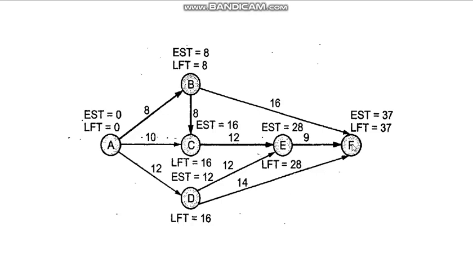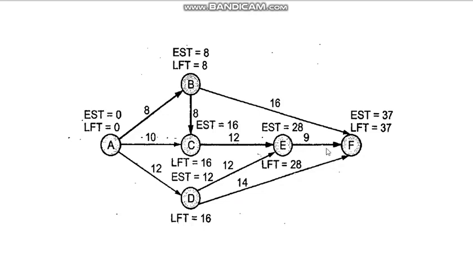Now for EST value here F, let us see through this route BF. Now B's EST is 8 and its duration of the activity is 16. So 8 plus 16 is 24. That is one value you are having. And through this route D to F, here the EST is 12 and this duration is 14. So here EST what we are arriving is 26. Through this route we got 24, through this route we got 26.